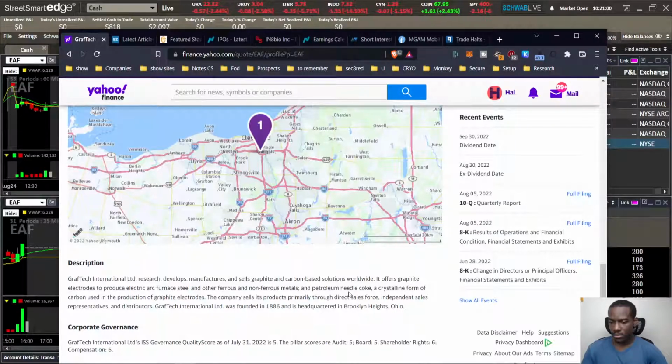And petroleum needle coke, a crystalline form of carbon used in the production of graphite electrodes. The company sells its products primarily through direct sales force, independent sales representatives, and distributors. GrafTech International was founded in 1886 and is headquartered in Brooklyn Heights, Ohio.